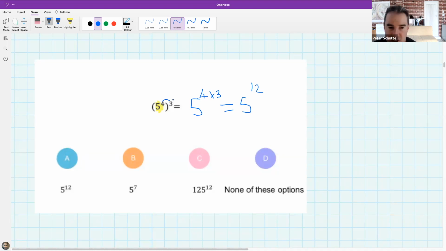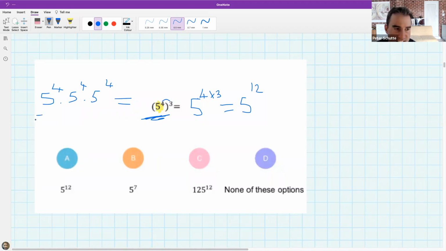But just in case you want to know why this makes sense, if you imagine something to the power of 3, what that means is multiply whatever is inside the bracket 3 times. So say, for example, another way of writing this question would be 5 to the 4 times 5 to the 4 times 5 to the 4. That means exactly the same as this one.